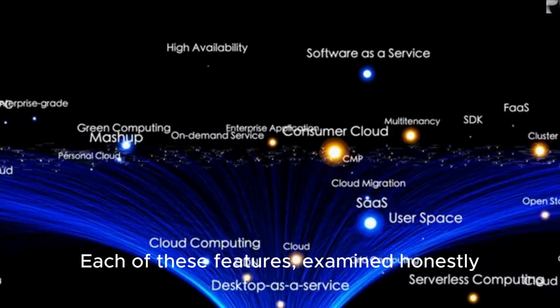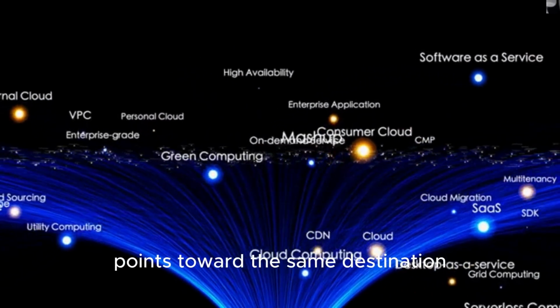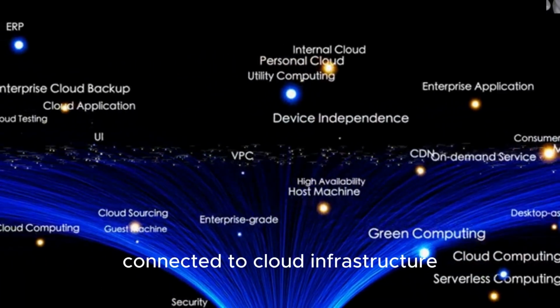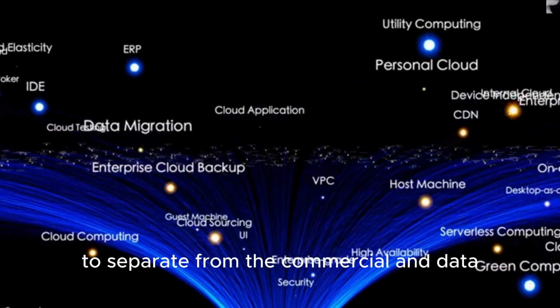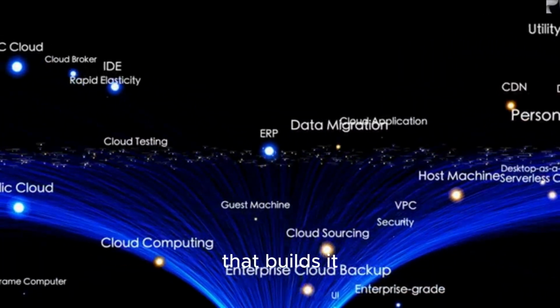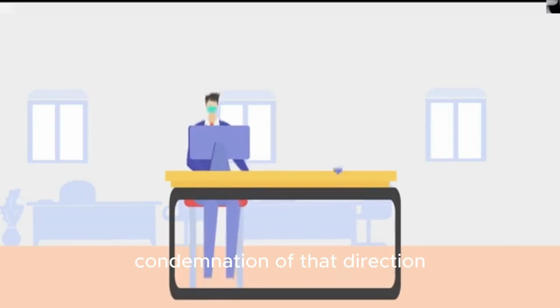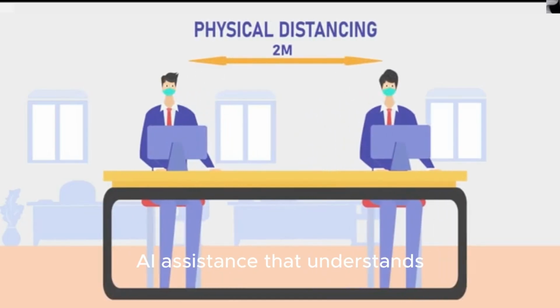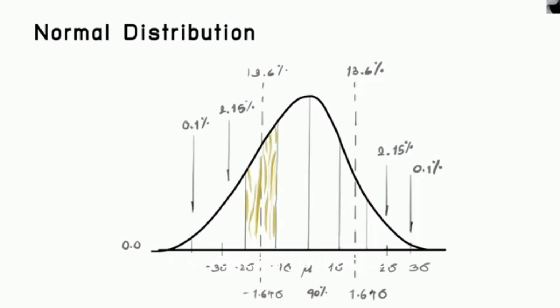Each of these features, examined honestly, points toward the same destination: an operating system that is increasingly aware of you, increasingly connected to cloud infrastructure, and increasingly difficult to separate from the commercial and data interests of the company that builds it. This is not presented as a condemnation of that direction. There are genuine benefits in that destination. AI assistance that understands your work context is more useful than AI assistance that does not. Personalization that reflects your actual preferences is more valuable than randomness. Continuous improvement enabled by aggregate diagnostic data produces a better product than isolated development without user feedback.